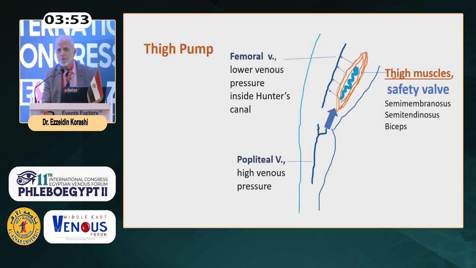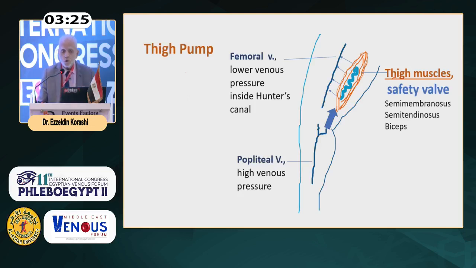Another is the thigh pump, where there are some controversies about the importance. I don't know if you have this. There is the popliteal vein down, as you see. This popliteal vein has high pressure. The femoral vein inside the Hunter's canal cannot distend much. There is a very good safety valve.